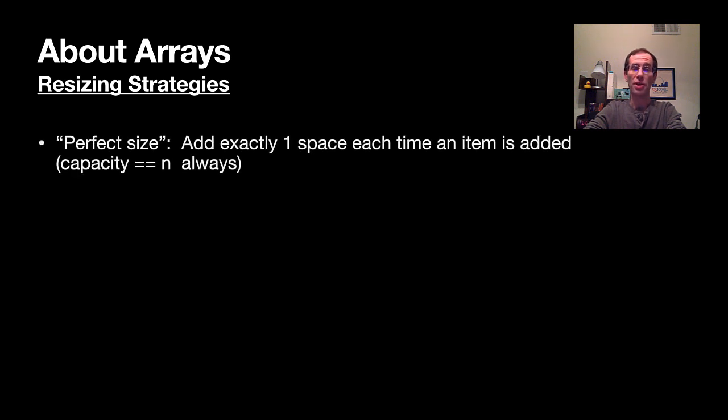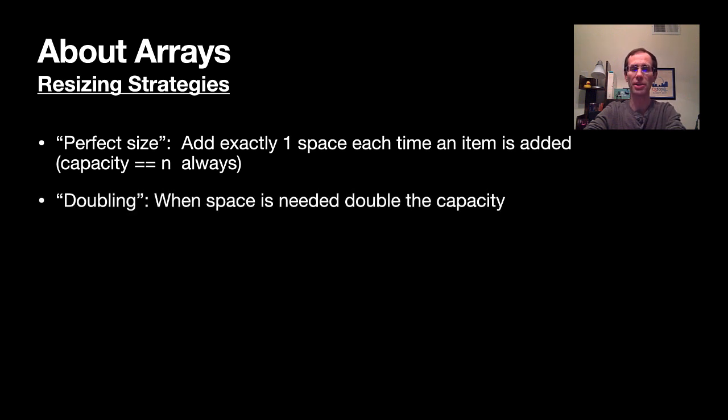So one of our strategies would be the perfect size strategy. We'll add exactly one space anytime our array is out of space. So the capacity would be equal to n at all times. The other approach that we can take is the doubling approach. So when we're out of space, we could double the capacity of our array.